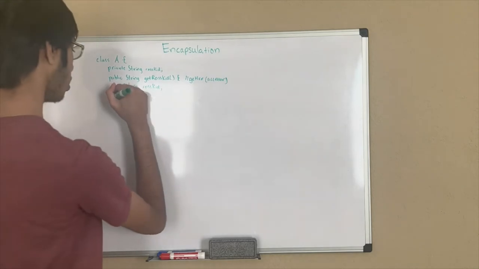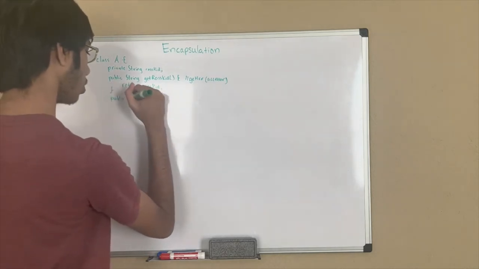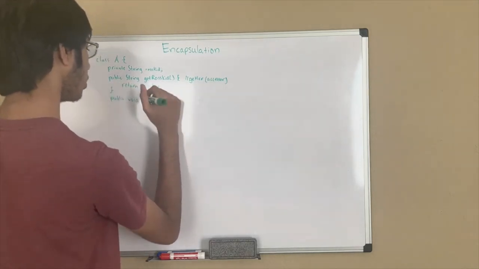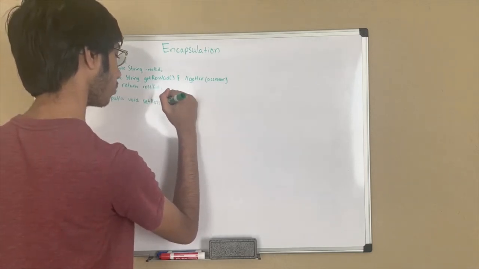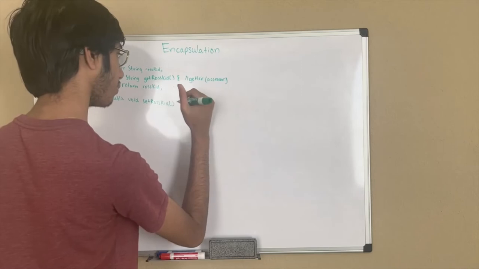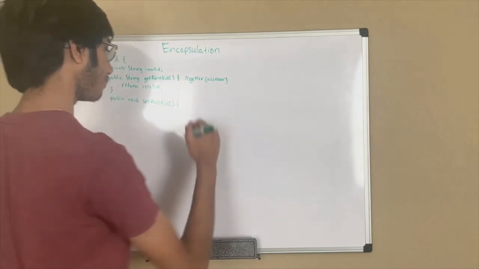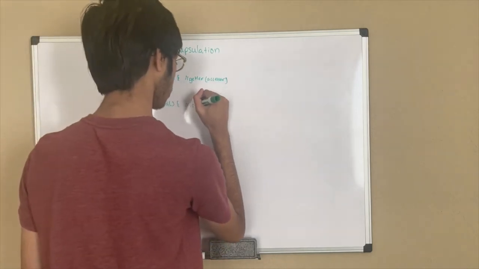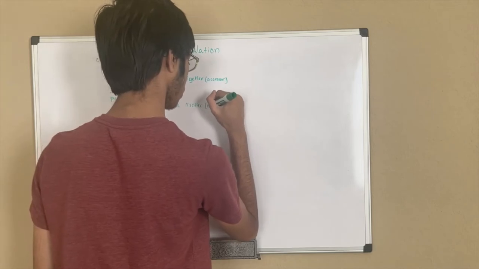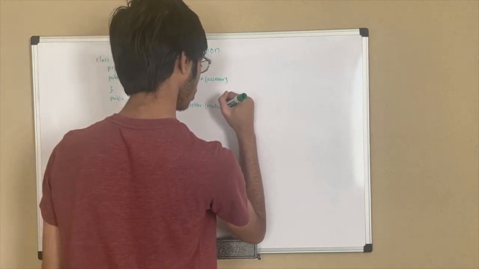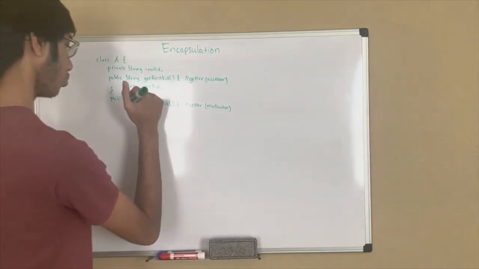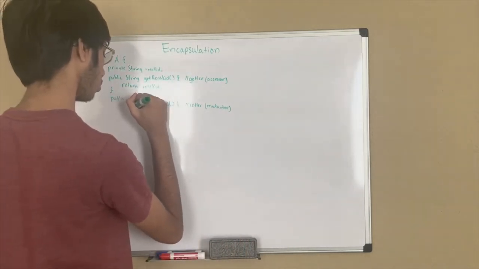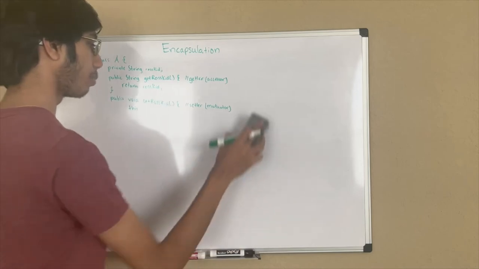Okay? Now we have our setter. Our setter is void. It doesn't really return anything. Oh, this is going to take a parameter, my bad.